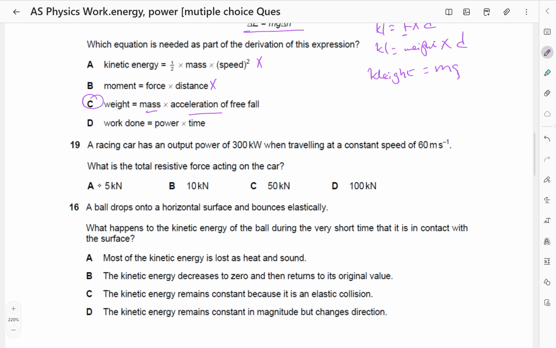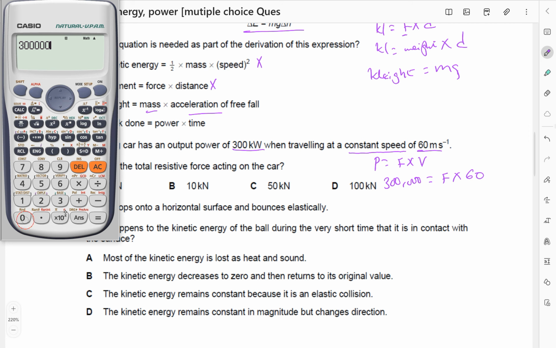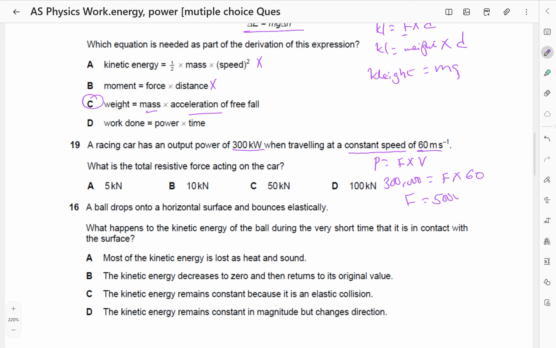A racing car has an output power of 300 kilowatts when traveling at a constant speed of 60 meters per second. What is the total resistive force? So we know that power is equal to force times velocity. So 300,000 is equal to the force times 60. Because it is a constant speed, it means the resistive force is the same as the forward force. So I just divide 300,000 by 60, which is 5,000. So F is equal to 5,000 newtons, which is 5 kilonewtons.